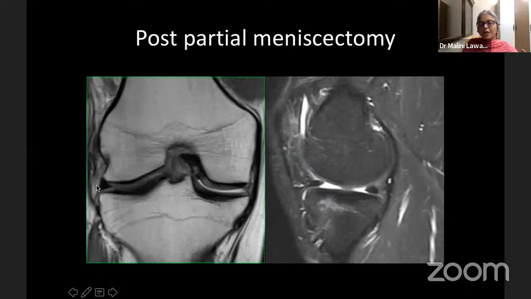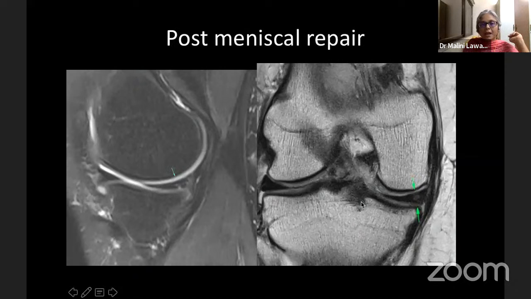So this is how it looks post partial meniscectomy. This is the normal lateral meniscus and this is the medial meniscus. So, what I discussed, how do we identify a tear? By looking at abnormal morphology and abnormal signal. Here the morphology is already altered. So that's one thing. Post meniscal repair, this is how it looks.